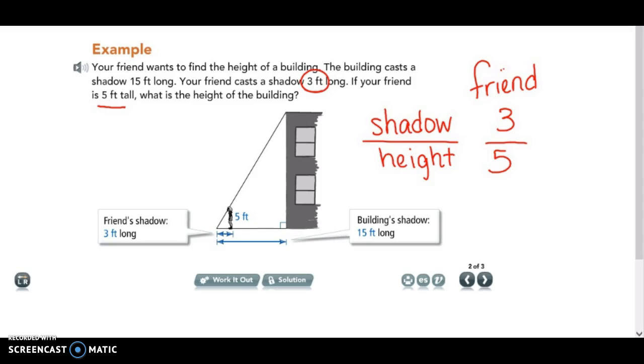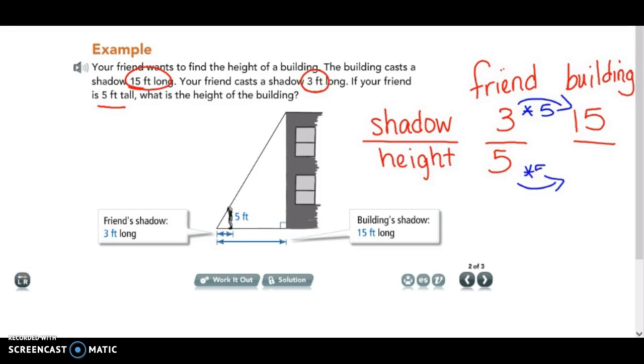Now I'm going to take a look at the building. And the only thing that I know about the building is that the shadow is 15 feet long. So I'm going to go over to my building section along the shadow, and I'm going to go ahead and say that's going to be 15. Then I'm going to say 3 times what is 15, and that's times 5. So I'm going to multiply the height of my friend times 5 to get the height of the building. And I'm going to say the building is 25 feet high.